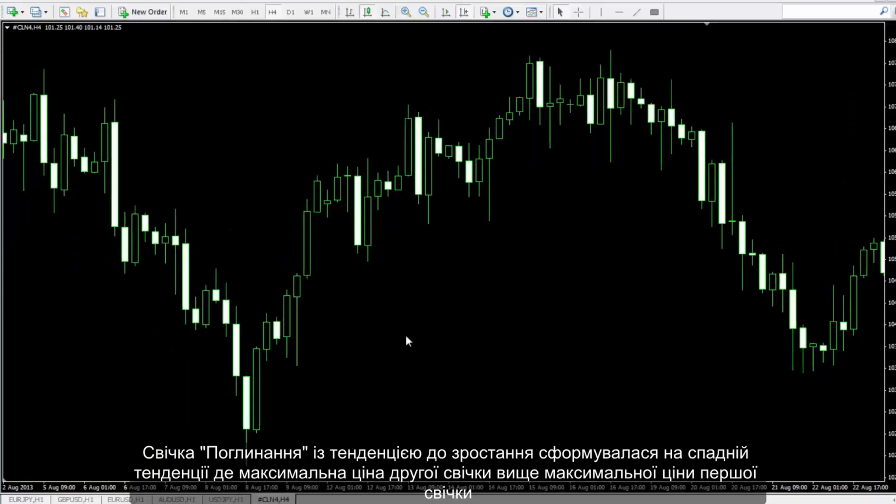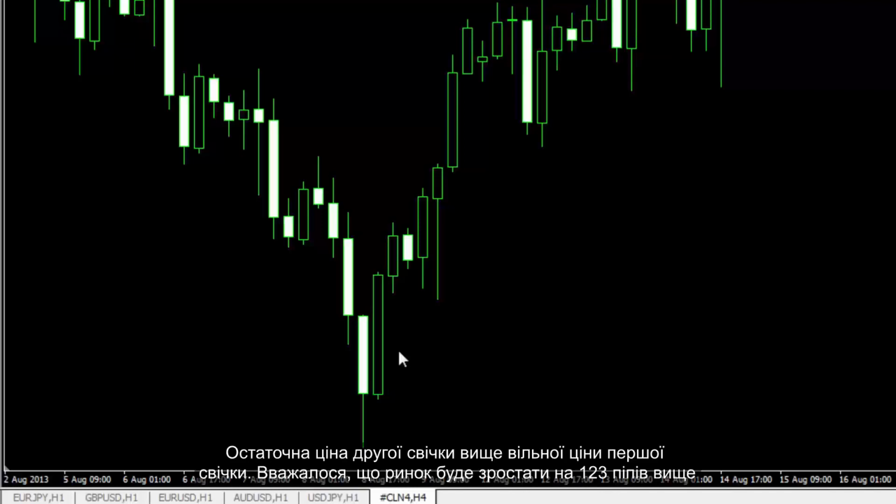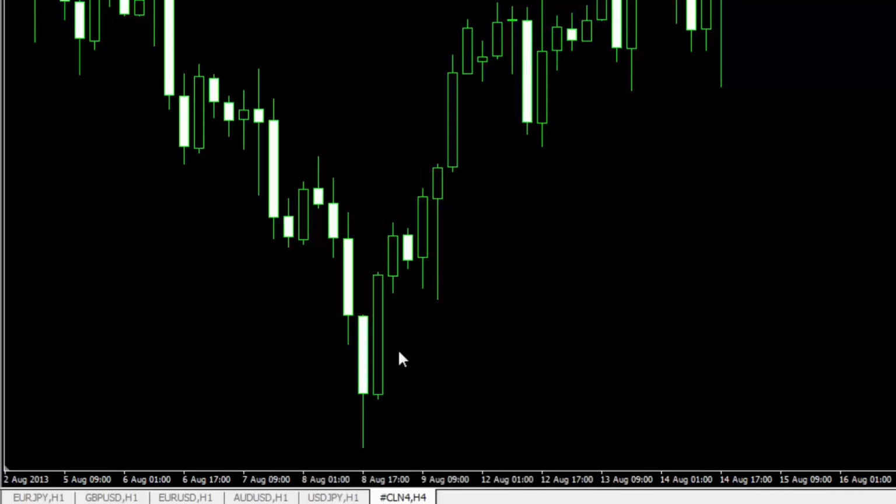A bullish engulfing candle has formed on a downward trend, in which the high of the second candle is above the high price of the first candle. The close price of the second candle is over the open price of the first candle. It was thought the market would rise 123 pips higher. The second candle is a long candle too. It was a great point to place a buy order.